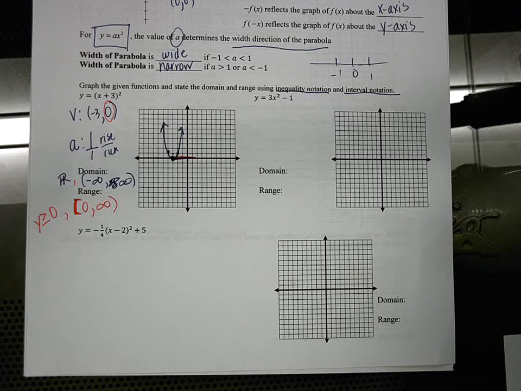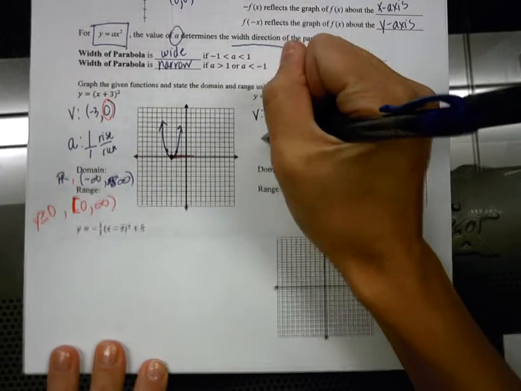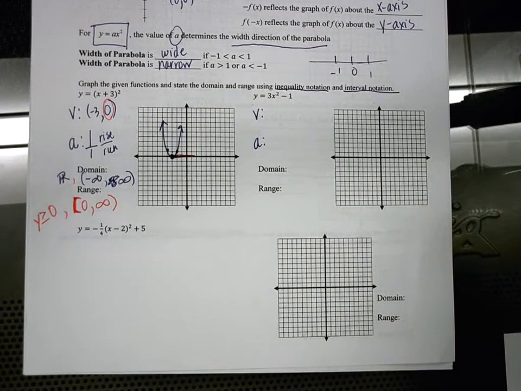Okay, so next one. The two things we need are our vertex and our a value. So in your groups right now, you don't have to graph it yet. I want you to try to see if you can figure out what is the vertex on this one and what is the a value on this one. So talk to each other, discuss it.